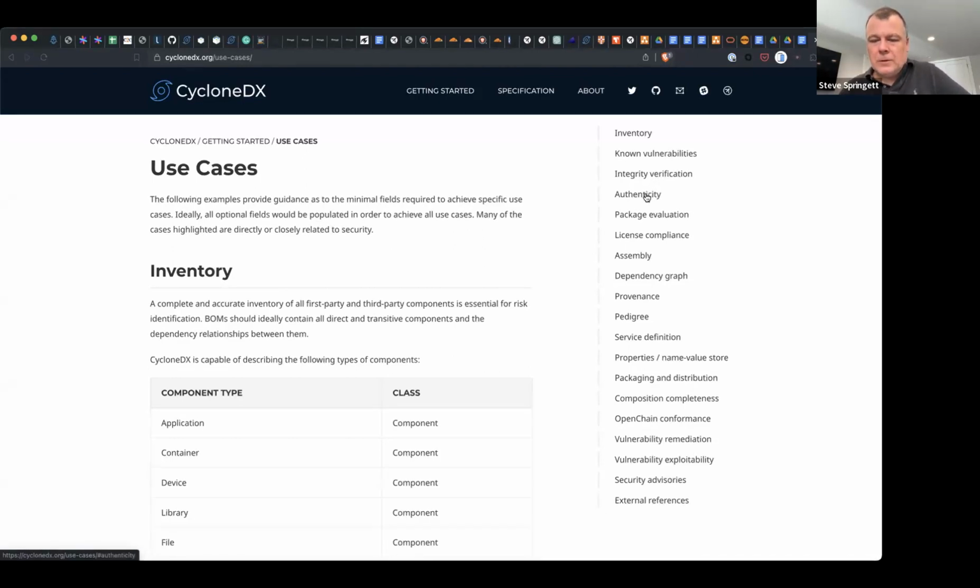Authenticity, so signing that block, yes, I think that's applicable. This is really about package URL. Yeah, I can't see that as being applicable. Licensing.